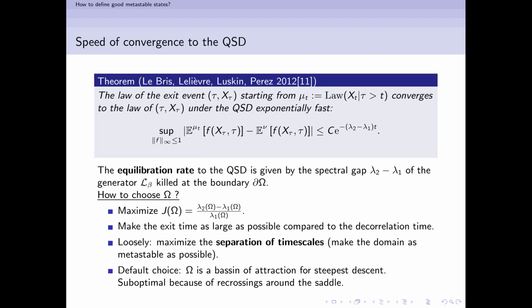What we want is to maximize the spectral gap, and also maximize the inverse of the exit time. So in a sense, you want to maximize this ratio. In a phrase, make the exit time large compared to the decorrelation time. And more conceptually, you want to increase the separation of timescales. You have this timescale of decorrelation and this timescale of transition. You want to make the decorrelation timescale as small as possible in front of the transition timescale.